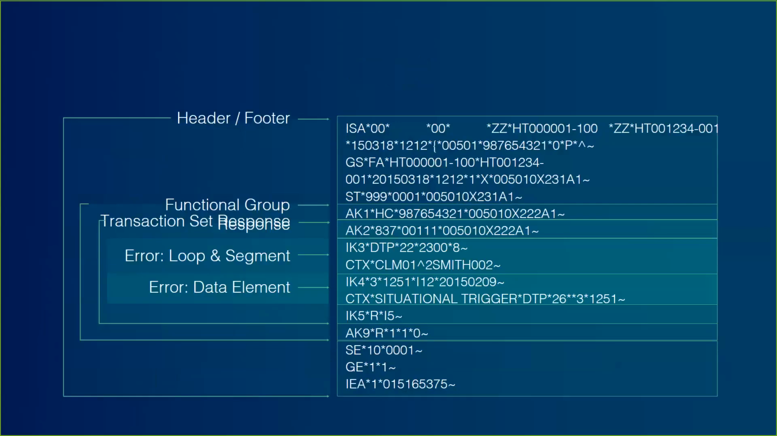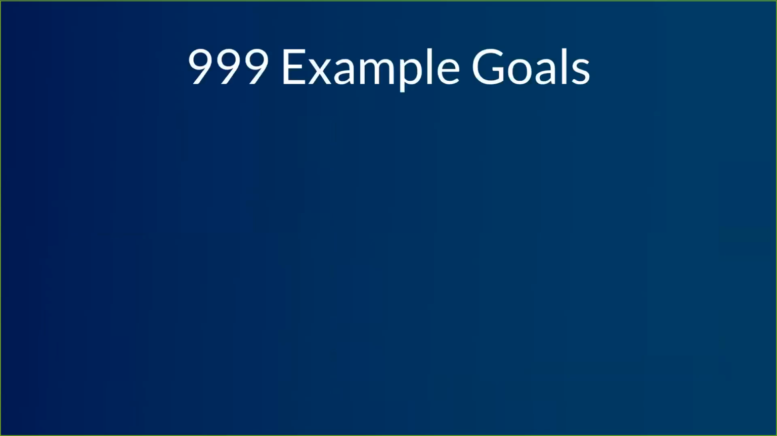Okay, so this is one more look at the big picture. We've got our header and footer. We've got functional group with both header and footer, transaction set response with header and footer, and then we've got the error information inside. Now, we're going to take a look at some examples, and I'm going to give you a couple of goals. Your first goal will be to identify the status. So try and figure out if the 999 is accepted or rejected.